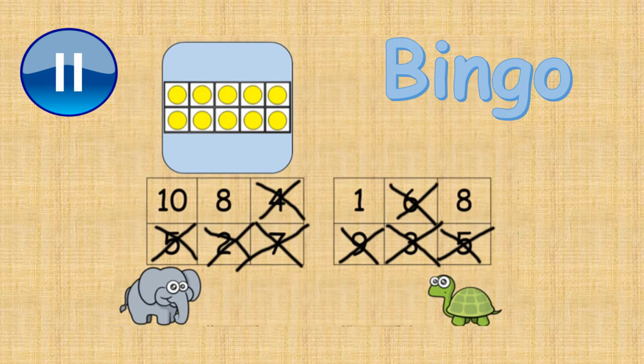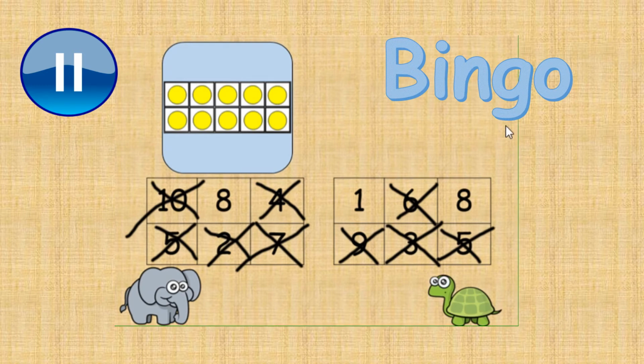Now, what does a number 10 look like? That's correct. It's got a 1, so it's 1 tens, and 0 ones, and it's here. It's a 1 and a 0. Let's cross it out. If you haven't already crossed yours out, cross it out now.